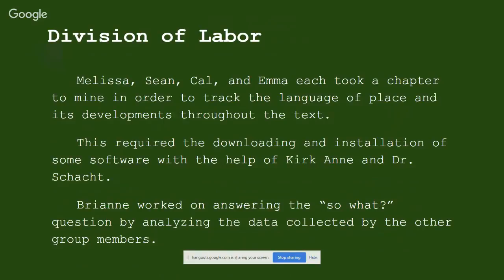Let's break it down. Okay, so the division of labor: Melissa, Sean, Cal, and Emma each took a chapter of Walden. Sean took the village, Cal the ponds, Emma housewarming, and Melissa took the conclusion. And they mined the language in it to track how Thoreau talks about place and his development of this sort of language of place throughout the text.